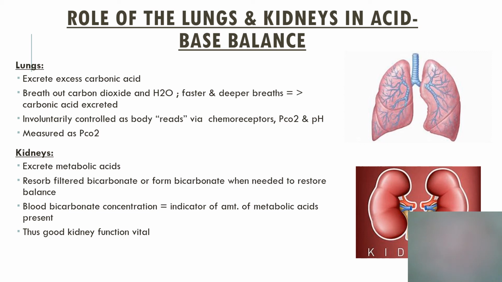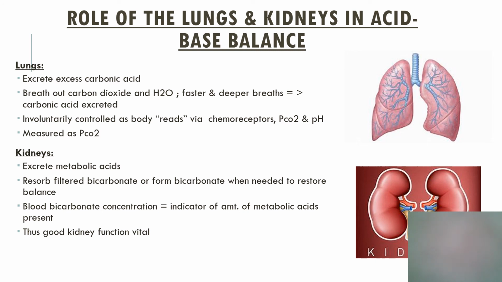Involuntary control is what allows our body to make changes and adjustments in our breathing patterns to assist with carbonic acid levels. We have chemoreceptors that pick up not only on pH, but PCO2 levels. Remember, PCO2 is the measure of carbonic acid. So when we draw a blood gas, we are looking at PCO2, which is a reflection of carbonic acid.